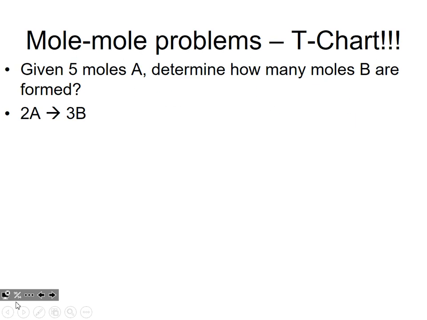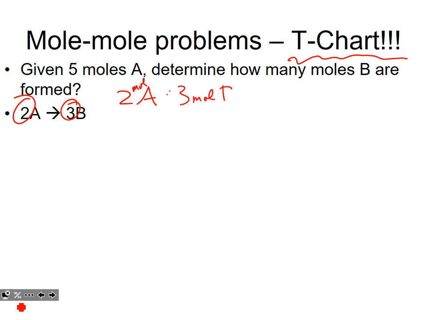Now, an example of a mole-mole problem where we're not maybe trying to figure out everything, but we're only looking at a small reaction. Given 5 moles of A, determine how many moles of B are formed. We can absolutely do this with the T-chart, and that's what I'm going to show you now. So we have this reaction, 2A goes to 3B. The coefficients are the critical thing. They're telling you that 2 moles of A needs to react to produce 3 moles of B, aka they're telling you the ratio between the things is 2 to 3.